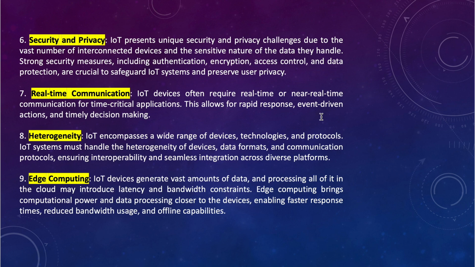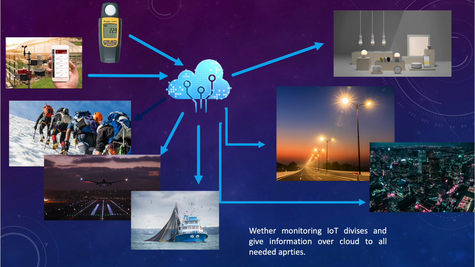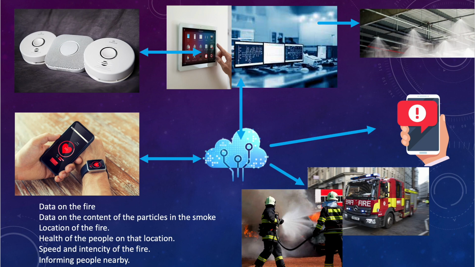IoT systems must handle the heterogeneity of devices, data formats, and communication protocols, ensuring interoperability and seamless integration across diverse platforms. So I'm trying to think of how to tell these examples, but the best thing would be if you look at these examples which are there, right?